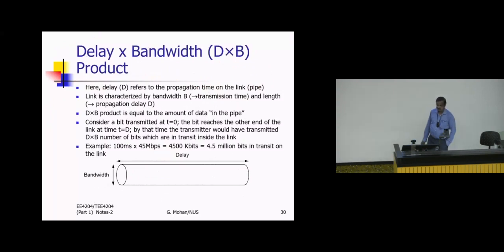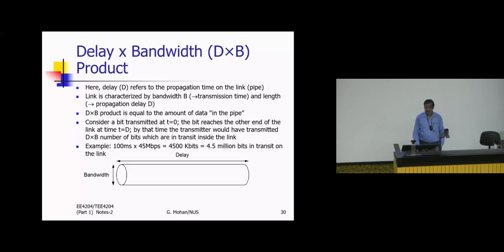In the network context, there is an interesting parameter called the DB product, delay multiplied by bandwidth. It is quite significant for the network community. What is this DB product? What exactly do we mean by delay?